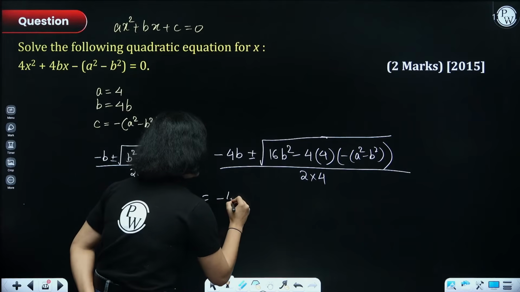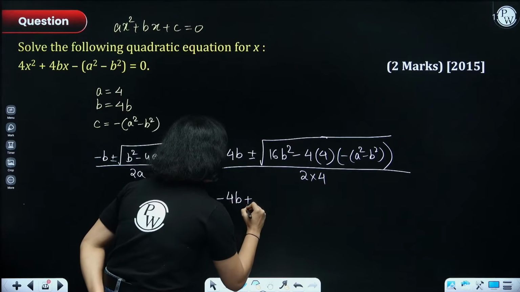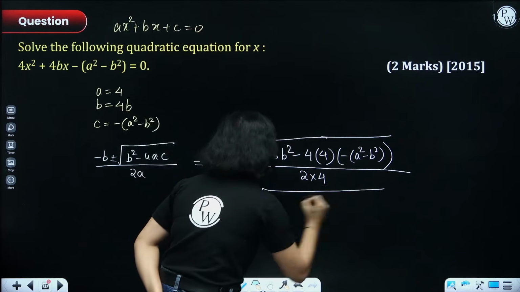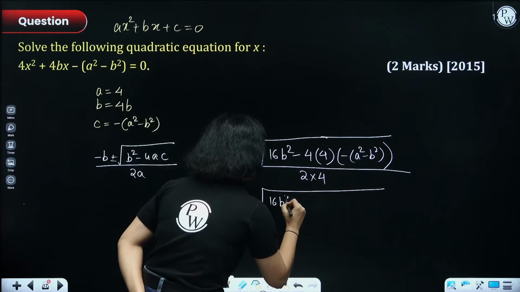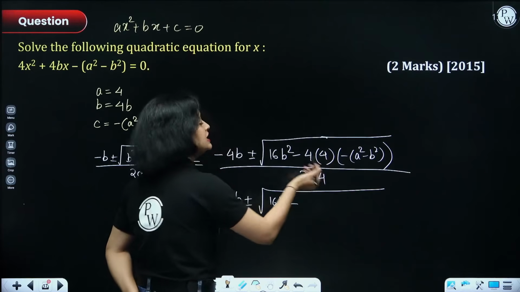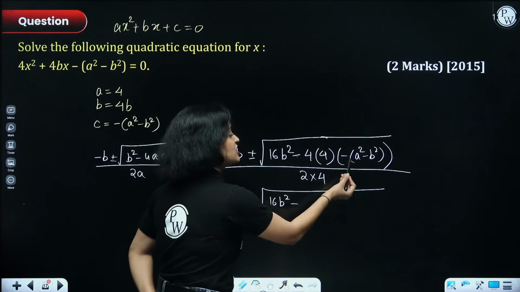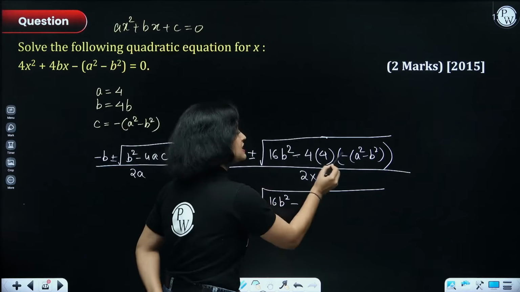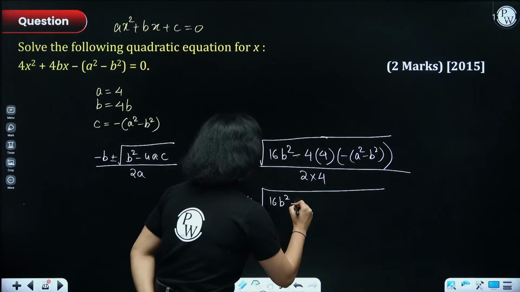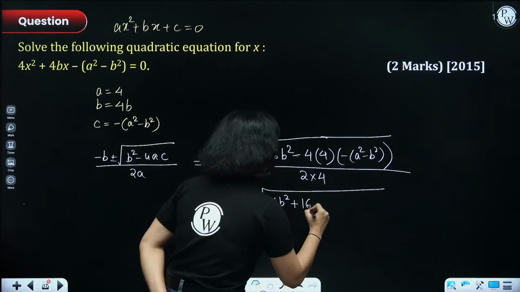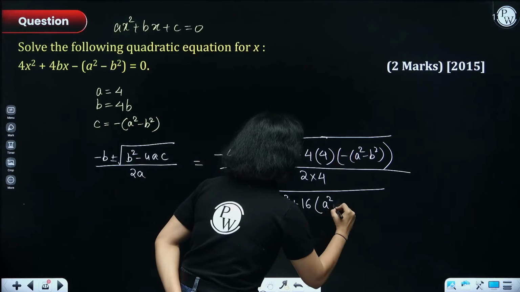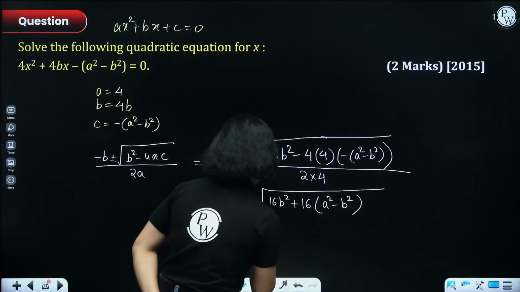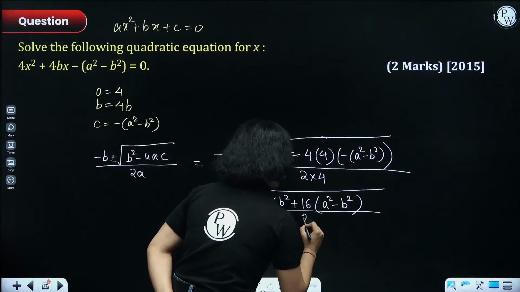We'll have minus of 4b plus minus under root of 16b square minus 4 into 4, 16. Now look, here we have minus, here also we have minus, right? So this minus into minus becomes positive, right? So plus 16, here we have a square minus b square, right? Divided by what, everyone? Divided by 8.